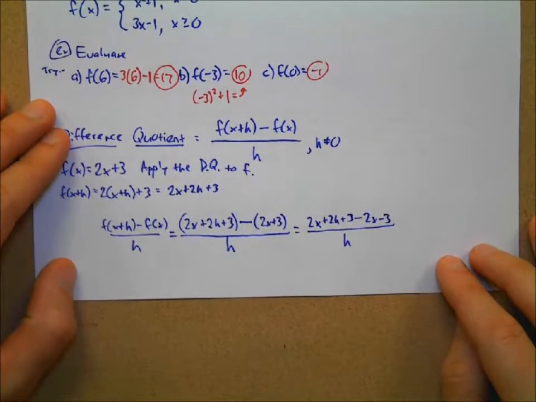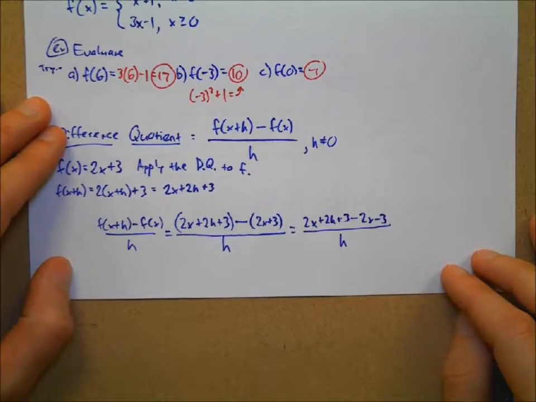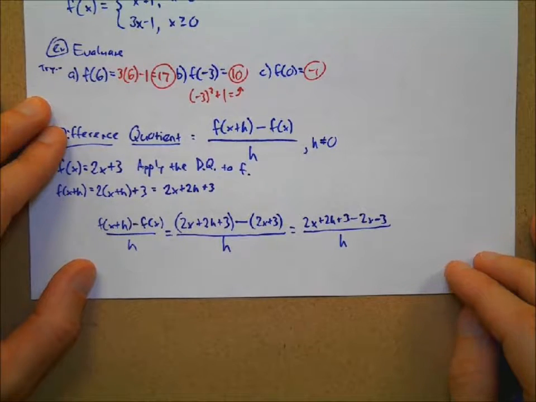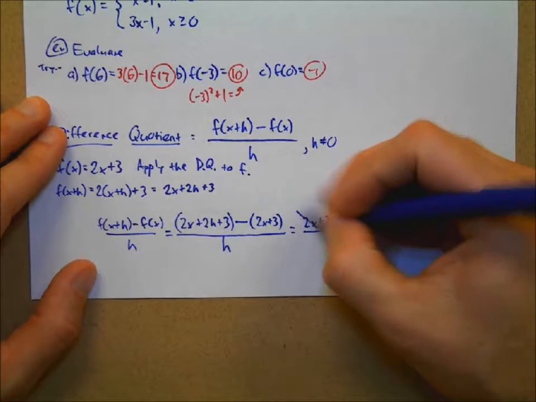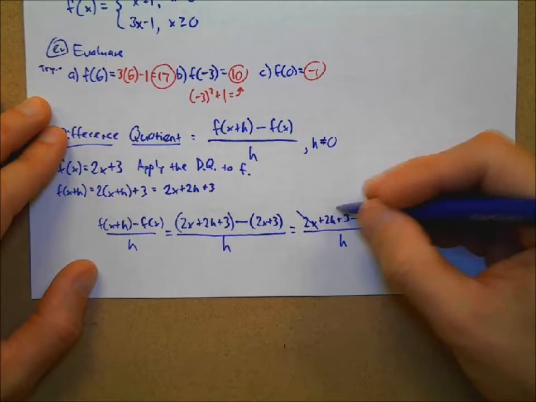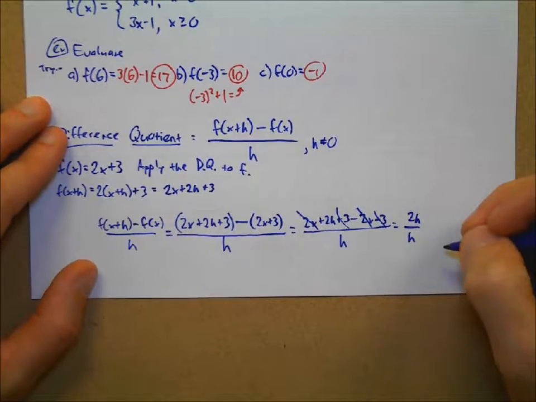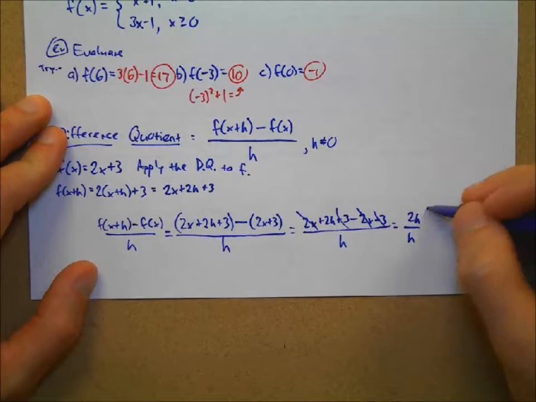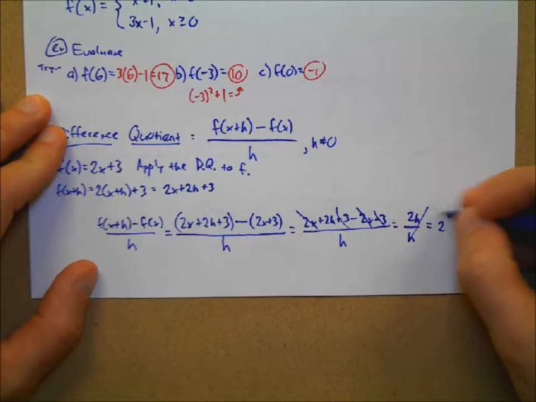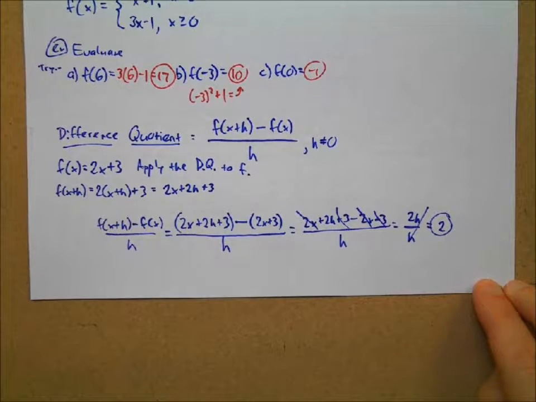All right? Distribute the minus sign. Now what can we do? What cancels? The 2x's do. What else? The 3's. And so we're left with 2h in the numerator over h. But wait, now what cancels? The h's. And so we're left with just 2. That's right. Just 2.